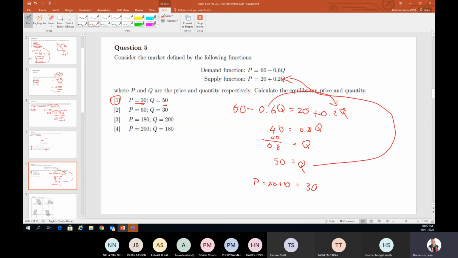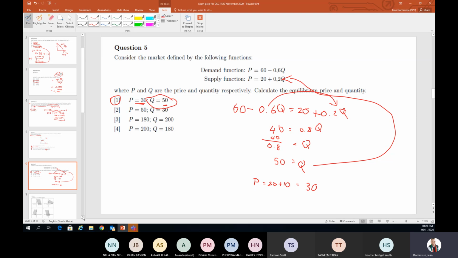Okay, so just if you need to, in the exam, if I give you an option of more than 1 Q that is equal to 50, just replace it in one of your formulas. It doesn't matter which one, and you will get then the P. Even if we put it into that one, it would have been 0.6 times 50 would have given us 30, and it's a negative 50, so negative 30 plus 60 will also give you 50. So just again, if needed, put it back into the original.